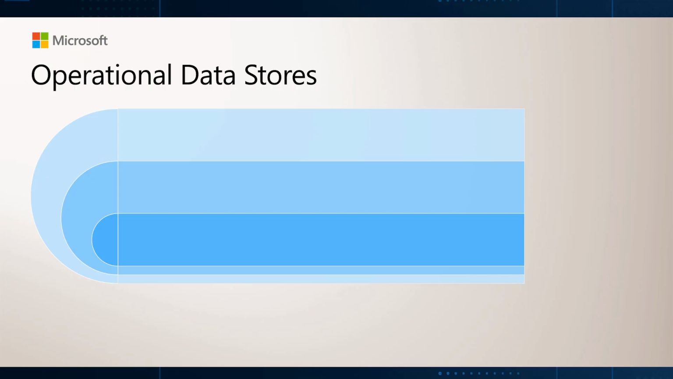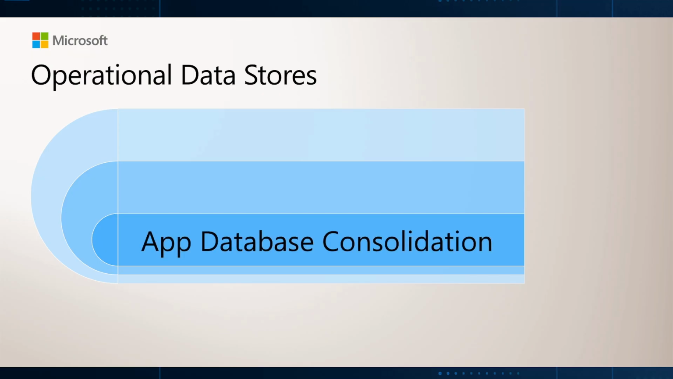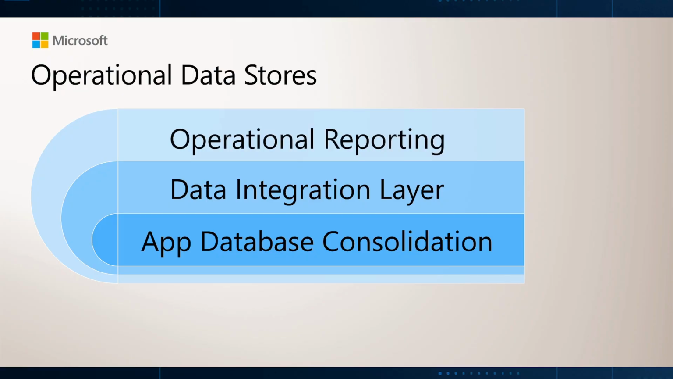One of the integral patterns that has always been a central part of the enterprise data architecture, aimed at solving this, has been the operational data store. Some of the core values of the operational data store are to provide database consolidation, a data layer integration for your analytical workloads, and most importantly, the operational reporting requirement.